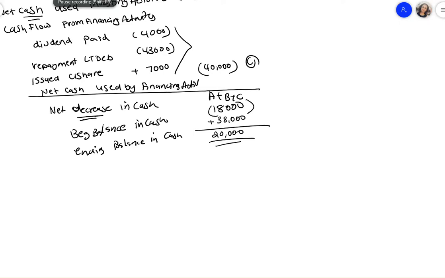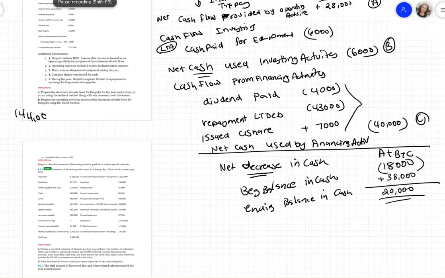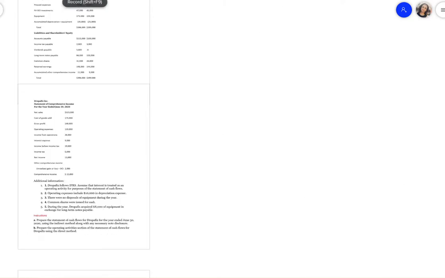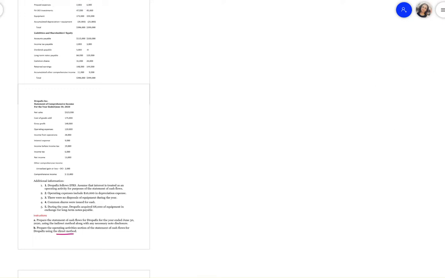Now going forward, what we needed to do is the same question using the direct method of cash flow. So what are we going to use? We're going to use the direct method of cash flow. The second part of the question is using the direct method. We are asked to calculate the operating activity. So that's our next step.